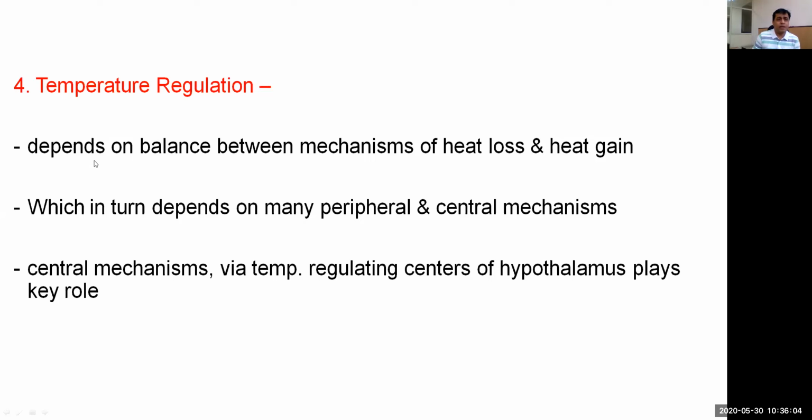Temperature regulation mainly depends on the balance between the mechanism that produces heat and the mechanism that causes heat loss, which in turn depends on many peripheral as well as central mechanisms, of which the central mechanism, via the temperature regulating center located in the hypothalamus, plays a very important role in the process of temperature regulation.